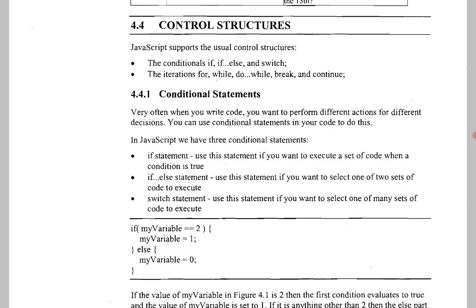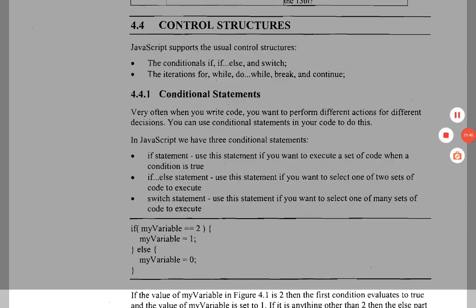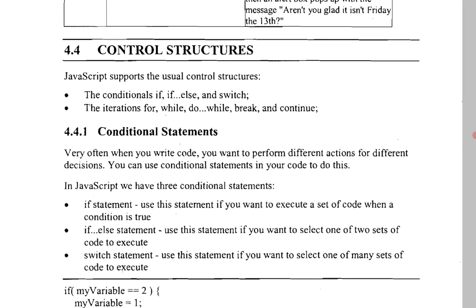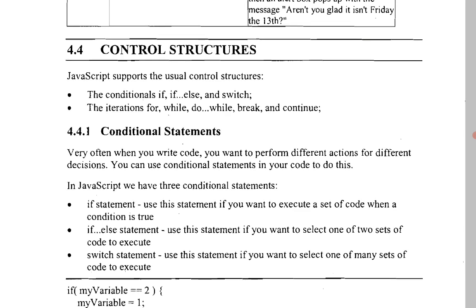So today we will discuss control structures or control statements in JavaScript. So what are control statements? As we know from C and C++, control statements are control structures. Control statements or control structures are mainly used to control the flow of a program, the flow of program execution.